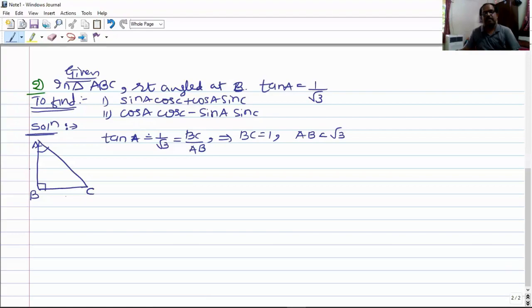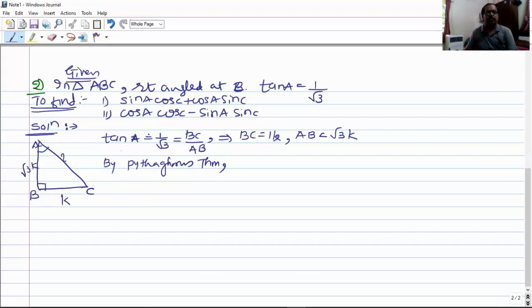Suppose I consider BC as 1k and AB as root 3k. Okay, so can I have the third side from these two known sides of this triangle? Yes, obviously by Pythagoras theorem we can find the third side, as we have solved in the previous example also. If we know two sides, we can find the third side of a triangle using Pythagoras theorem. So here BC equals 1k or only k, and AB equals root 3k.